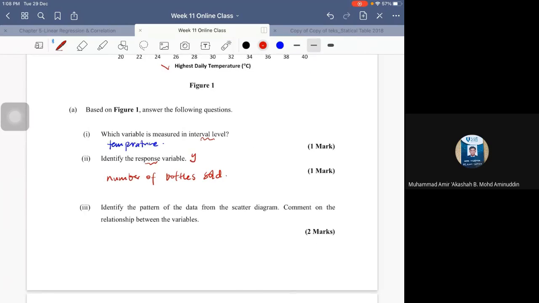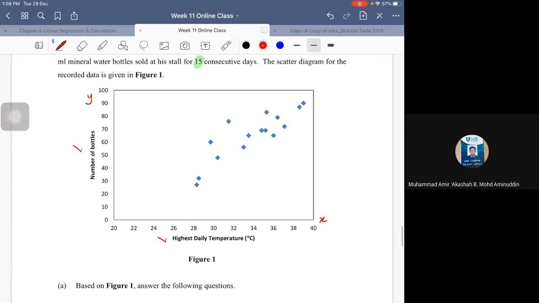The question says identify the pattern of the data from the scatter diagram. Comment on the relationship between the variables. First of all, let's have a look at the scatter plot. What is the pattern that you can observe from the scatter plot itself? When you have a look at this, what do you have in mind between the relationship between x and y? Increasing. What is increasing? The value of y and x. Okay, so meaning that when the value of x increases, the value of y increases as well? Is that what you mean? Yes. Okay, so that is one thing that you should notice.